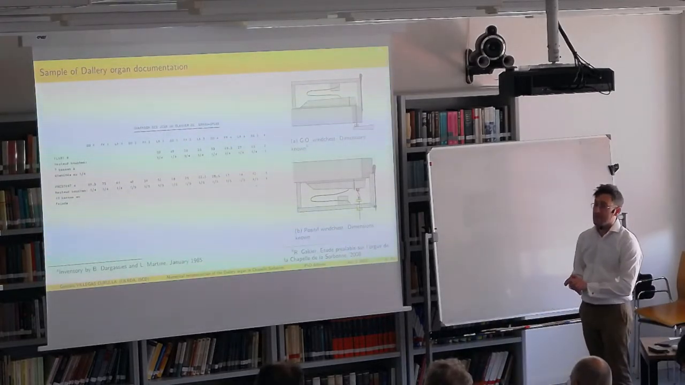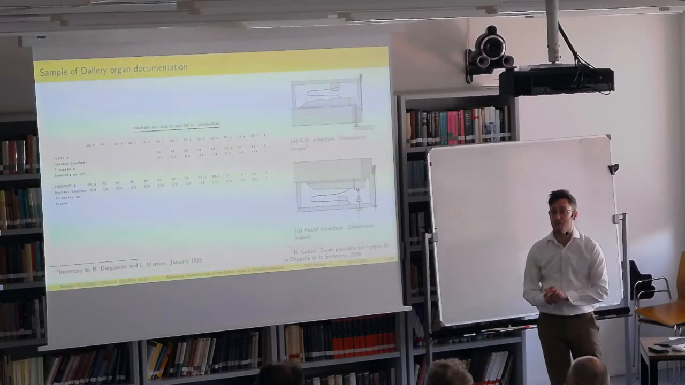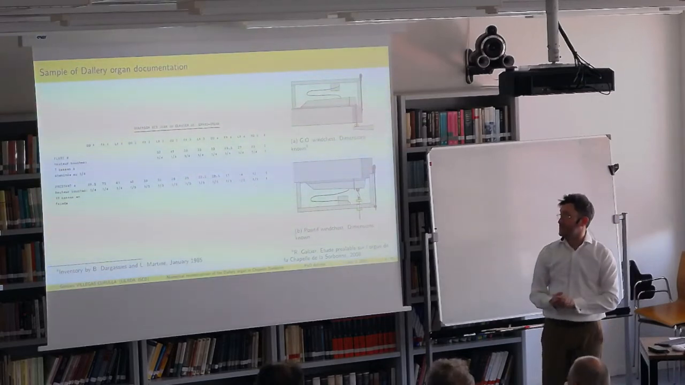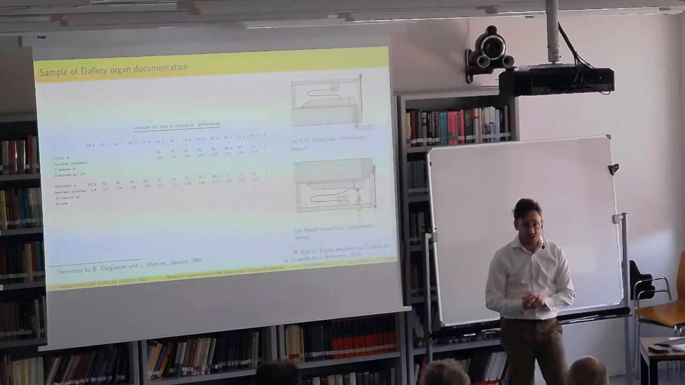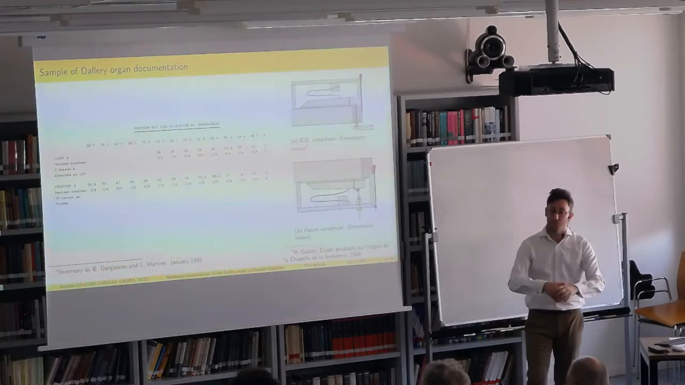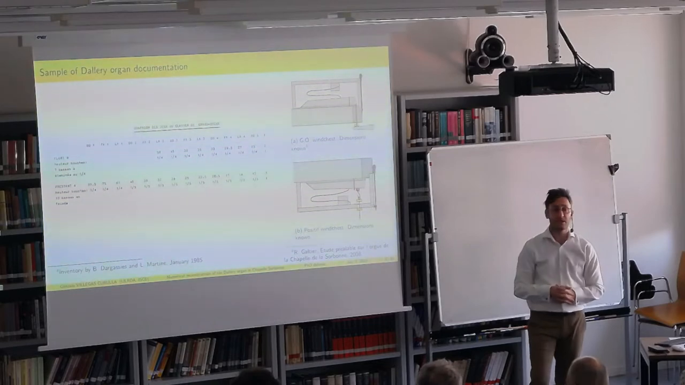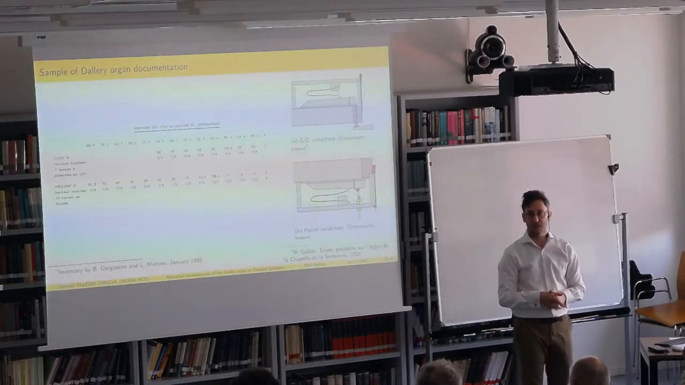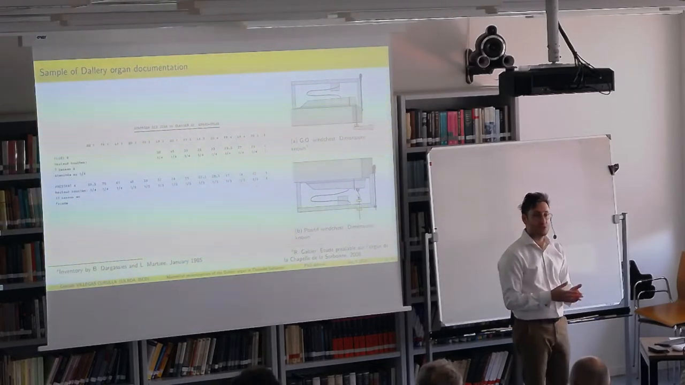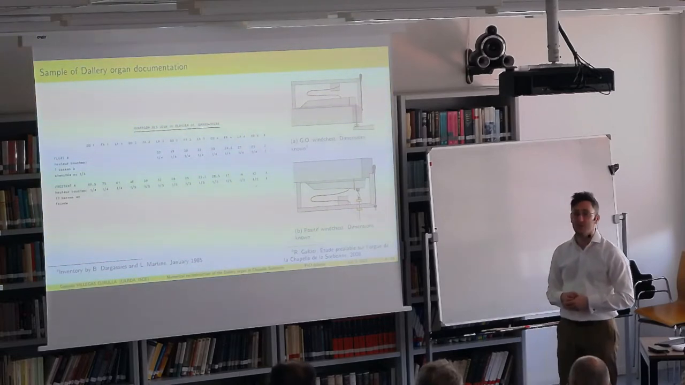What do we have from Dallery to start with? Well, there's some documentation, there have been conferences, there are pamphlets, there are inventories, photographs, all that compendium of data. We have to infer what is used before deriving the geometry of pipes, the geometry of winches or wind supply systems.